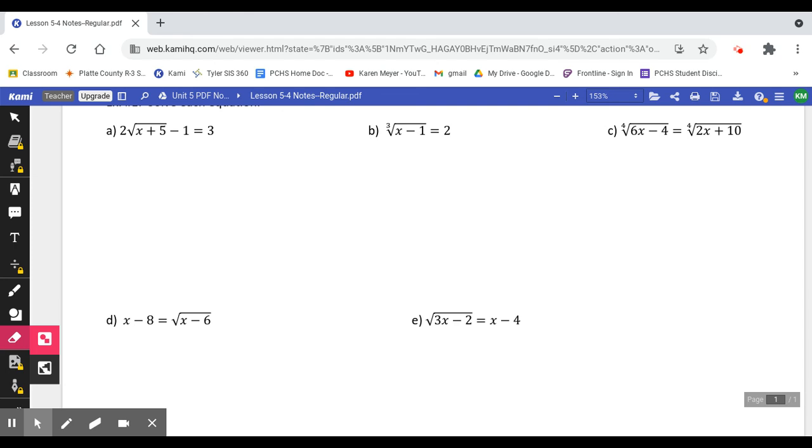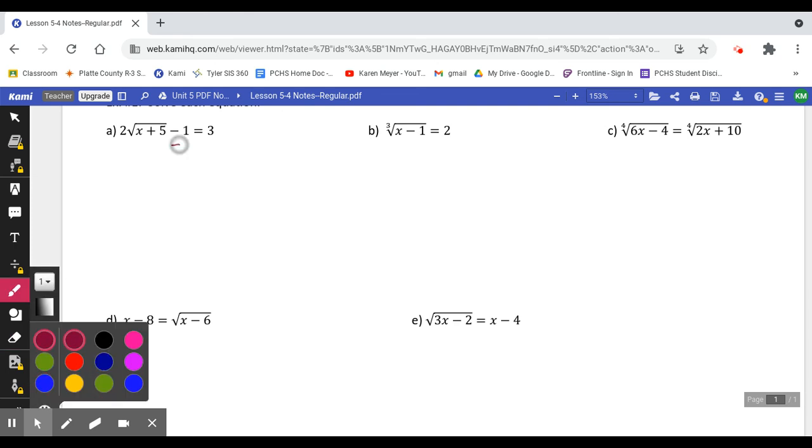Looking at example number 1, I want to get the square root by itself. So the first thing I'm going to do is add 1 over. So I get 2 square root of x plus 5 equals 4. You're not allowed to distribute anything underneath of a root, so you can't try to distribute that 2. So you want to do the opposite of multiplying, which is to divide. Then you get the square root of x plus 5 equals 2.